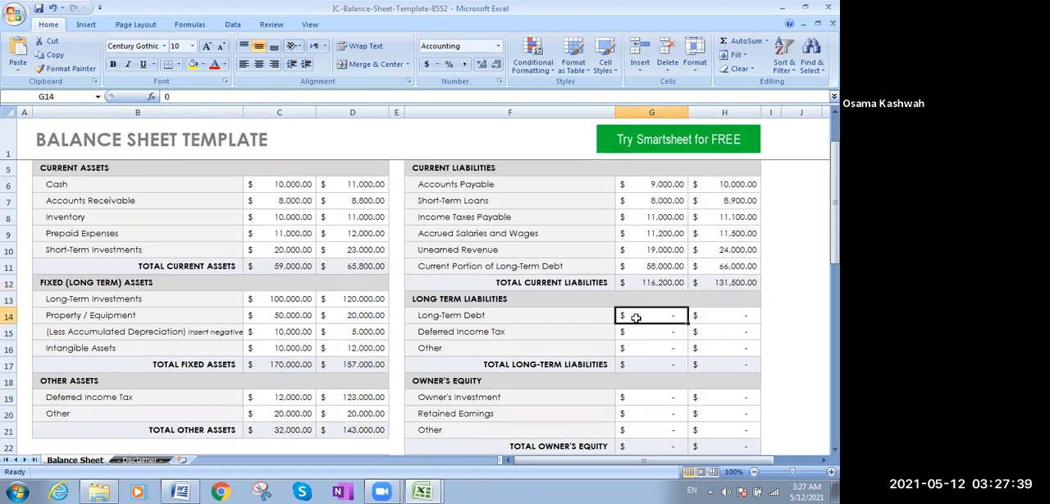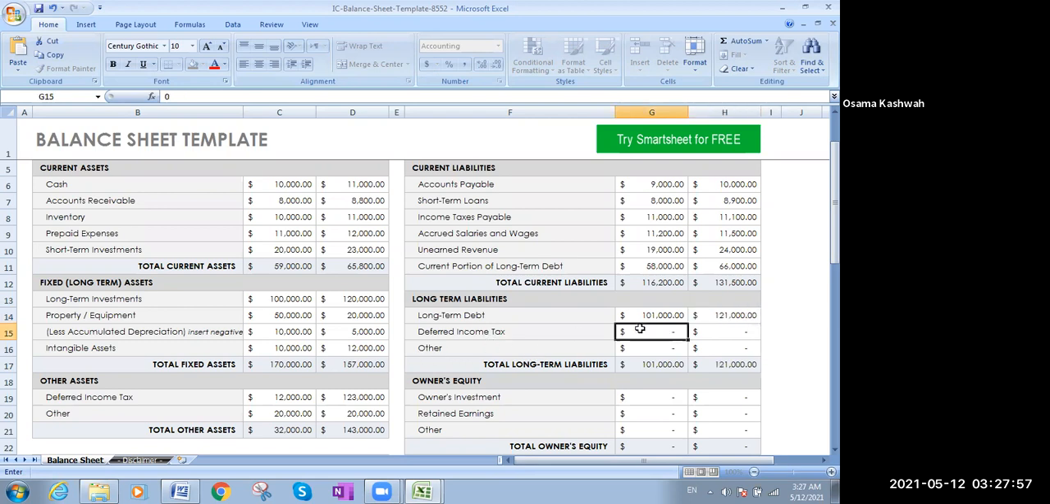Now the long-term debt, let's say it was here 100,000, and make it 110,000, 101,000. Okay. Here I will make it 121,000.